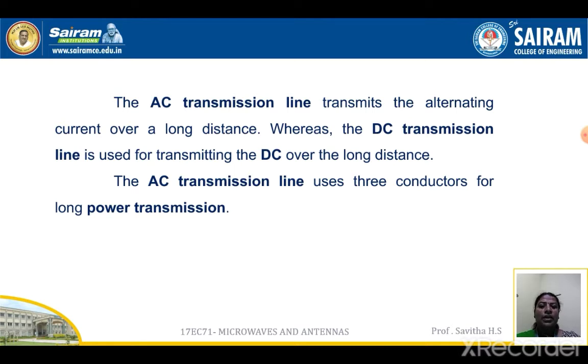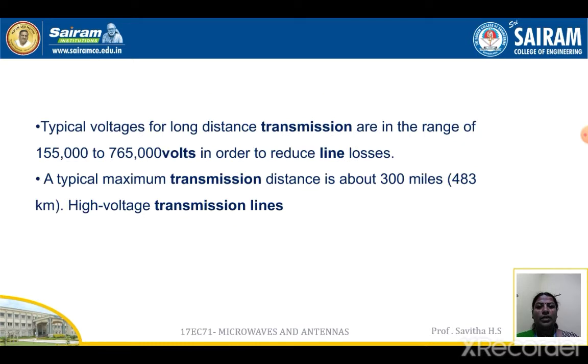The AC transmission line uses three conductors for long power transmission. The typical voltage for long distance transmission is in the range of 155,000 to 765,000 volts in order to reduce line losses. A typical maximum transmission distance is about 300 miles or 483 km.